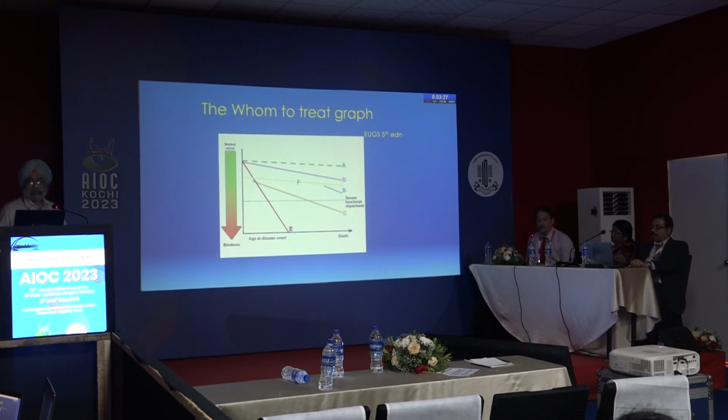So this is a well-known graph, whom to treat, from the European glaucoma guidelines. This is what the normal is, and this line has been added by me, this F line. So we want the target pressure which will make the loss parallel to this. This is where the disease is, because we have got this much damage, and we want the ganglion cell loss to be parallel to the normal aging loss. So this is the ideal target pressure.